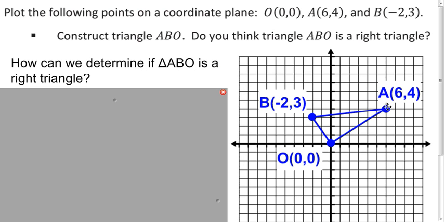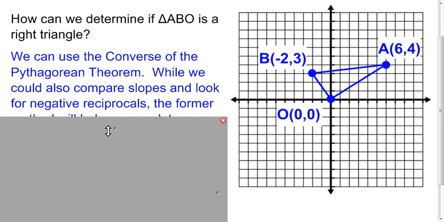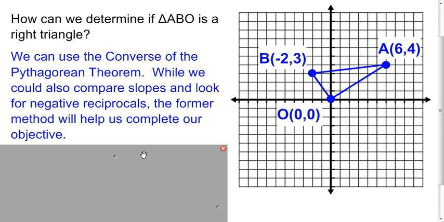Well, there's really two main strategies we could use. We could use the converse of Pythagorean theorem, stick with our previous theme, or we could check to see if these slopes are negative reciprocals. And while the second method is entirely valid, to help us with our objective for today, we're going to stick to the first idea. We're going to stick with Pythagorean theorem for right now.